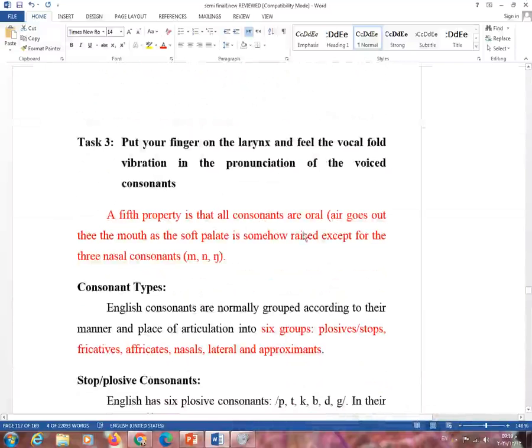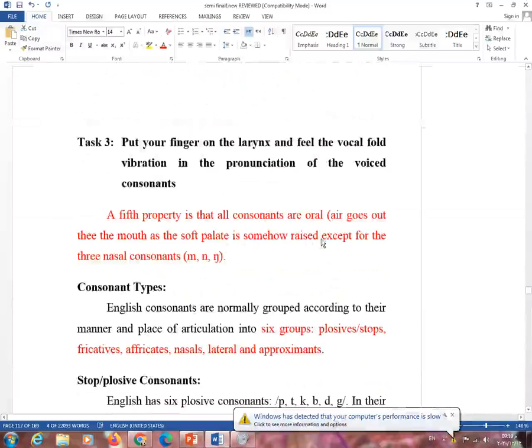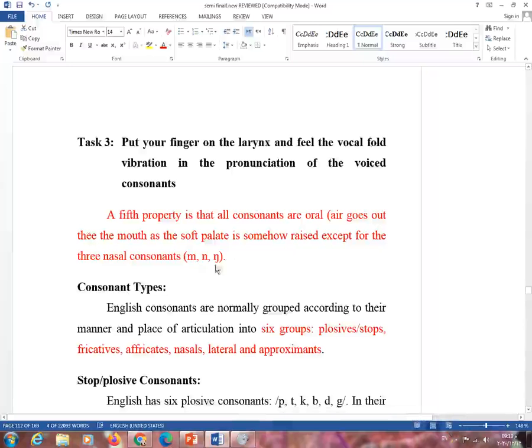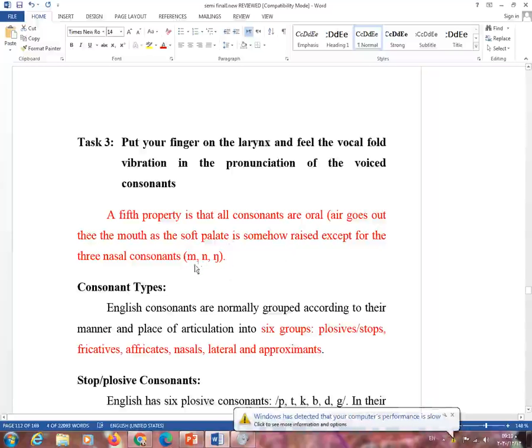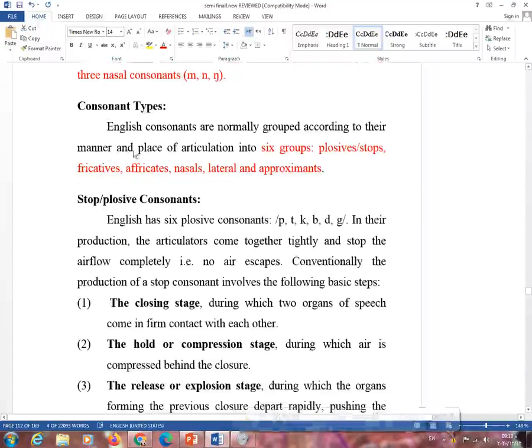الخاصية الخامسة is that all consonants are oral, بمعنى إن الهواء بيخرج من الفم, because the soft palate is raised, فمرفوع فبيقفل the nasal cavity. But this doesn't happen when we pronounce the 3 nasal consonants m, n, and ng, where the soft palate is lowered to allow air to go through the nose, and while doing that we can pronounce these 3 consonants. Okay, now let's move on to consonant types.